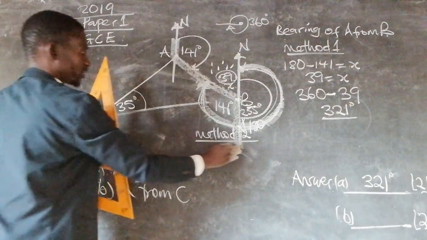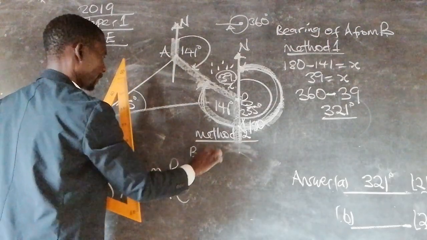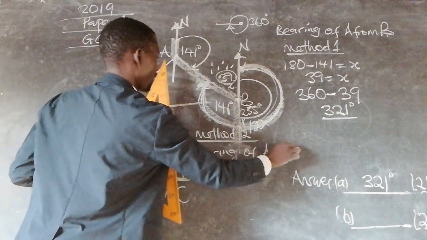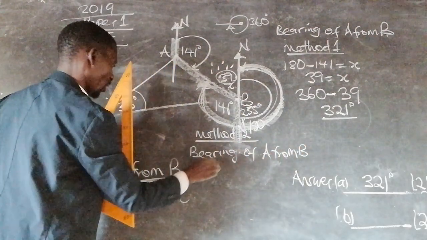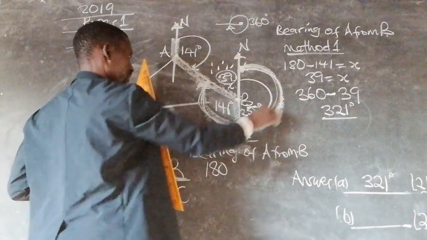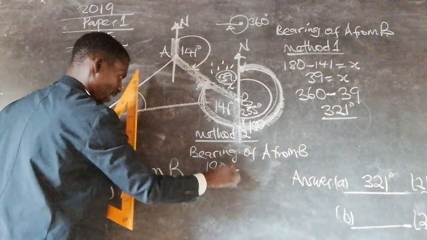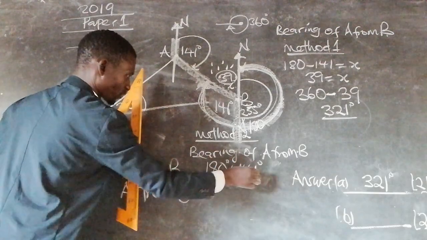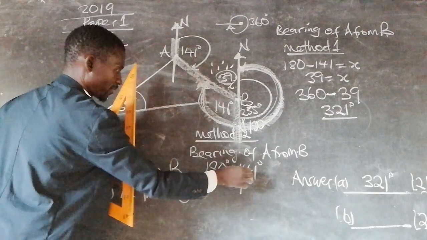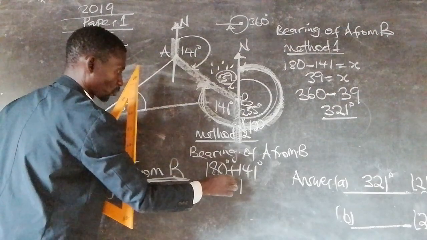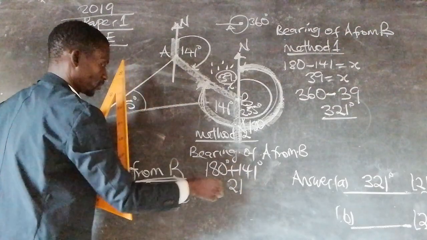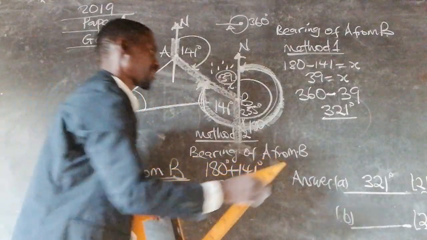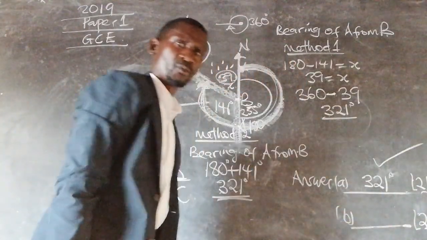So what you are going to do this time around to get the bearing of A from B, you are going to say 180, which is a straight line, plus 141. So 0 plus 1, 1. Then 4 plus 8, 4. Carry 1. 1 plus 1, 2 plus 1, 3. Again, look at this. This is 321 degrees. That is how you can score the 2 marks.